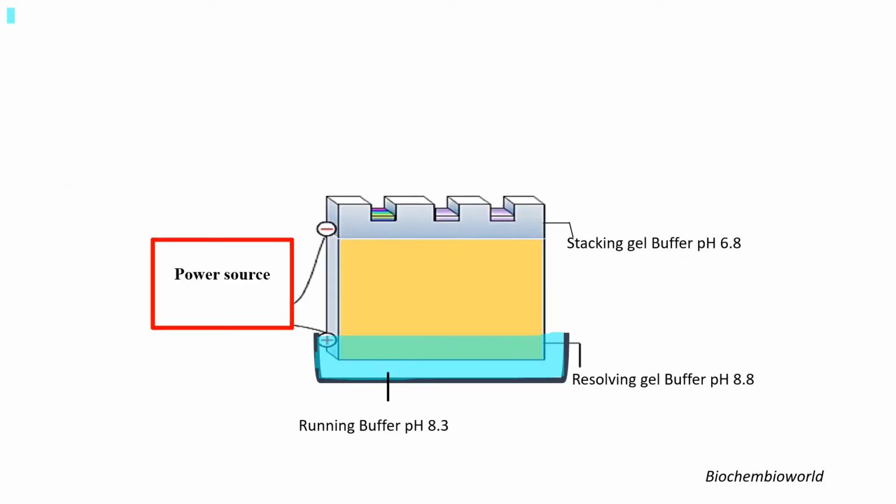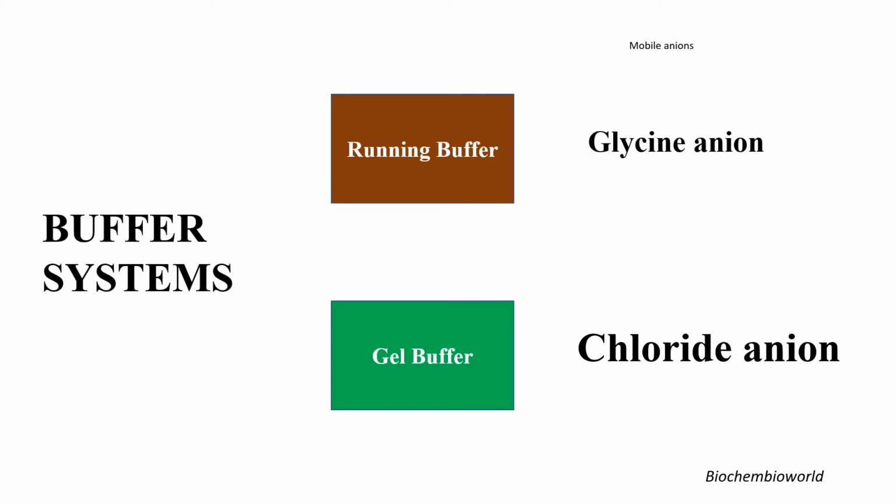Next, this diagram depicts the different buffers using different pH. The stacking gel has pH 6.8, whereas the resolving gel buffer is 8.8 and the running buffer has pH 8.3. Next are the buffer systems, and there are basically two types of anions usually present in the discontinuous gel system, and these are mobile anions. In the running buffer, glycine anion is present, whereas in the gel buffer, chloride anion is present.